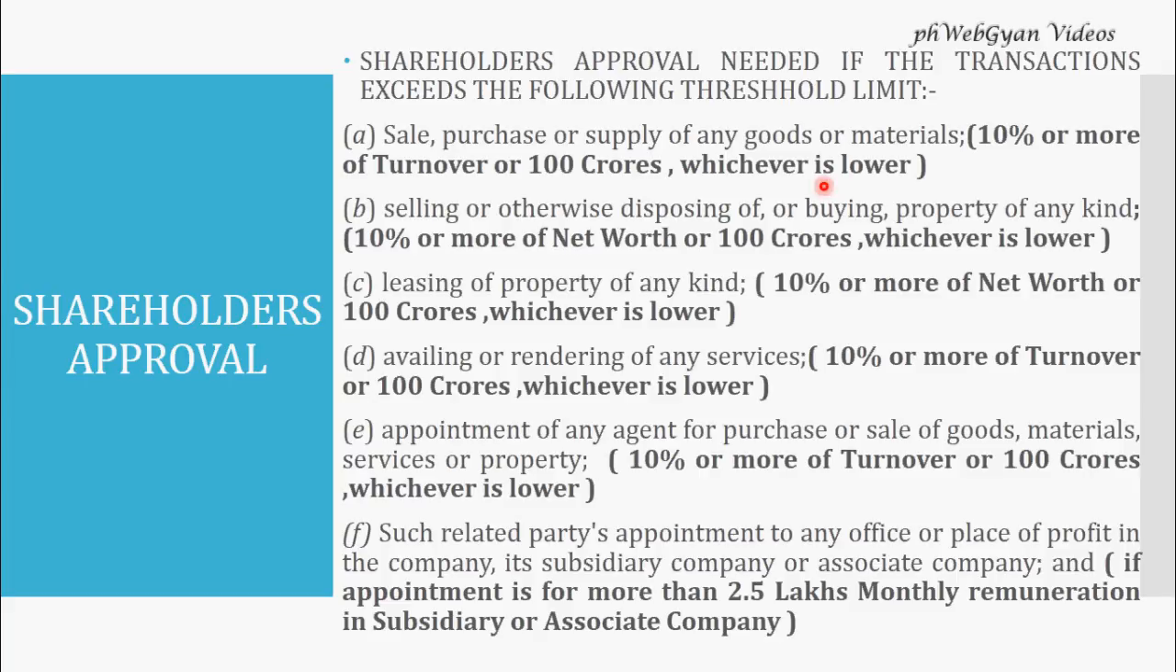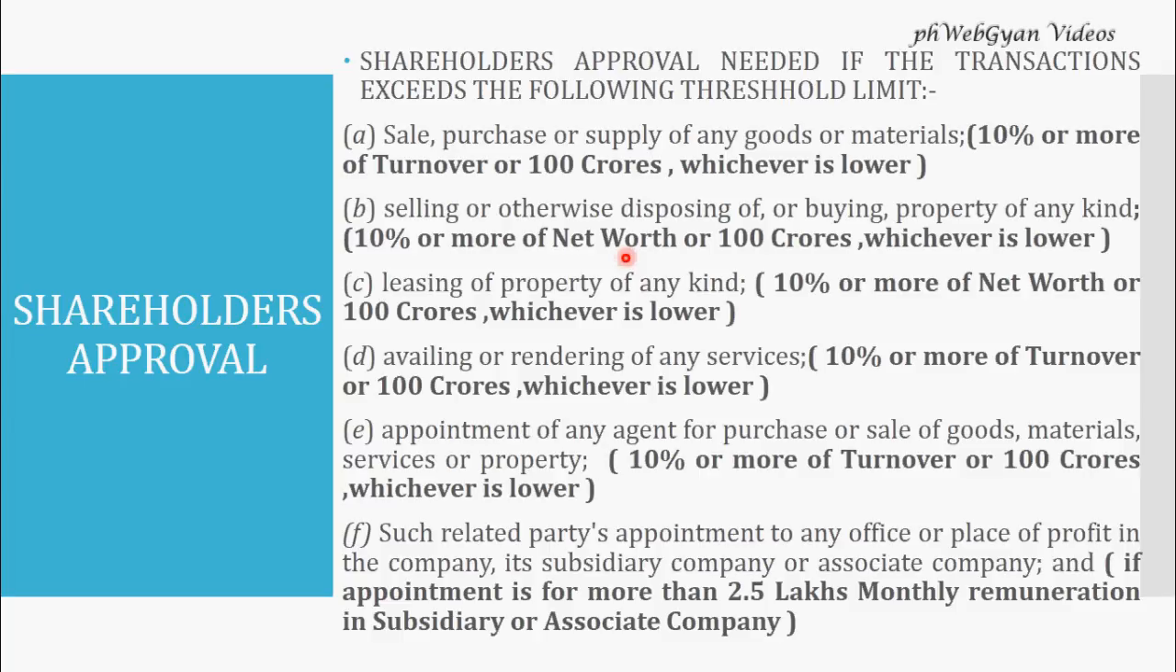If the transaction entered into by the company with its related party exceeds this limit, which transaction? Sale, purchase or supply of any goods or material. If it exceeds what limit? 10% or more of turnover or 100 crore, whichever is lower. Secondly, for selling or otherwise disposing of or buying of any property, if the transaction entered into by the company with its related party exceeds 10% or more of net worth or 100 crore, whichever is lower, then what is required?